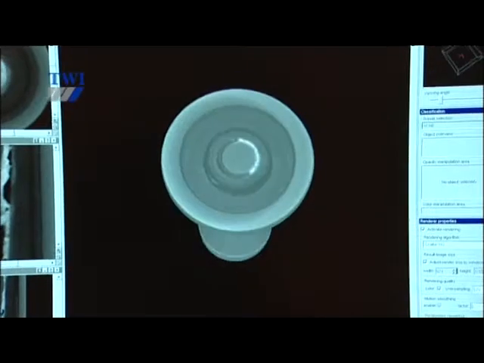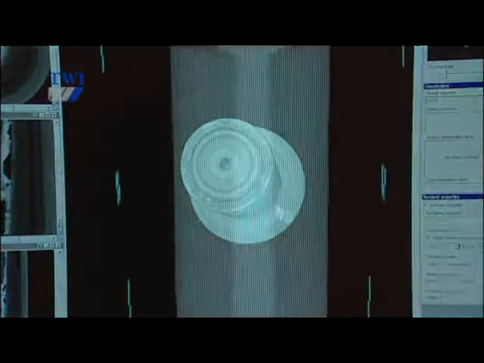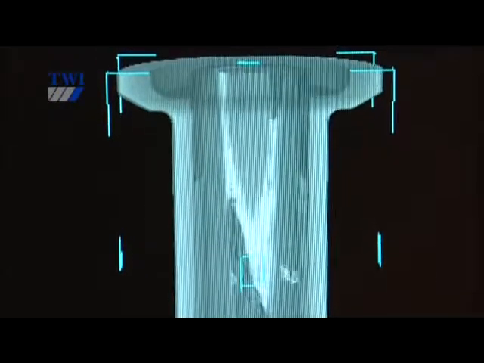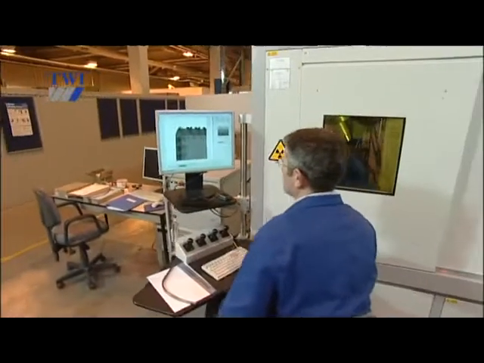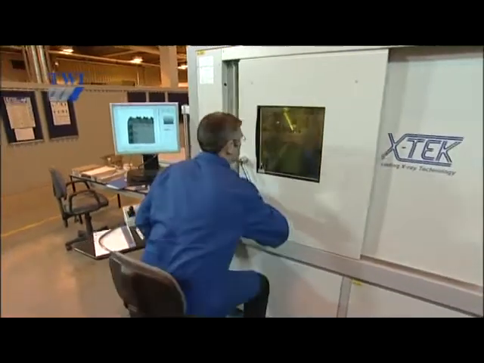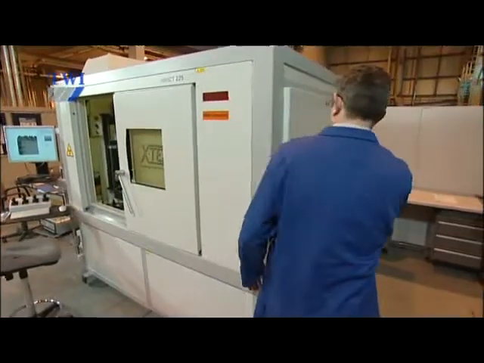Some of the benefits of digital radiography over wet radiography are obvious. There's no need for chemical processing. The exposure to image viewing time is shorter. The images are easily stored on a hard drive, and they can be easily manipulated and enhanced on a computer.